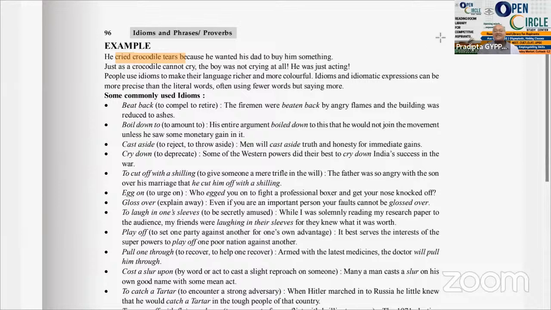So now let us see some commonly used idioms. The first few ones will be read by Rajkumar Das. Write down: beat back, to compel to retire. Explain the meaning. You can use Hindi or Odia, whatever language you're comfortable with.